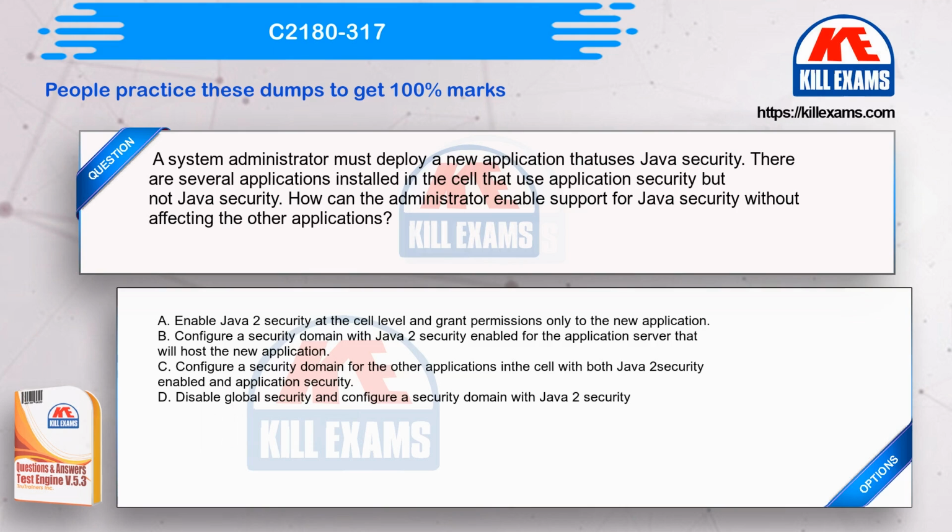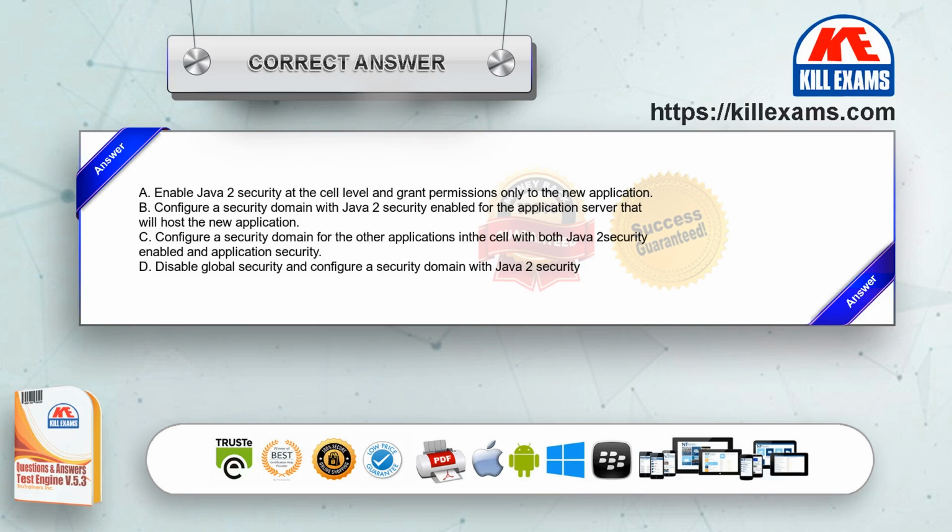Option B. Configure a security domain with Java 2 security enabled for the application server that will host the new application. Option C. Configure a security domain for the other applications and cell with both Java 2 security enabled and application security. Option D. Disable global security and configure a security domain with Java 2 security. The correct answer is option B.